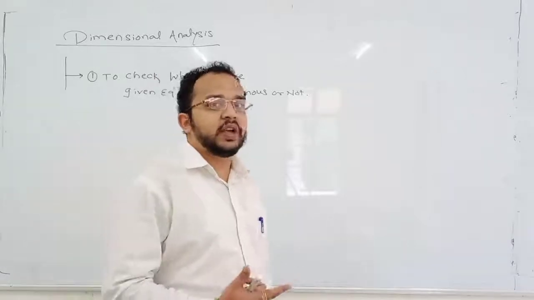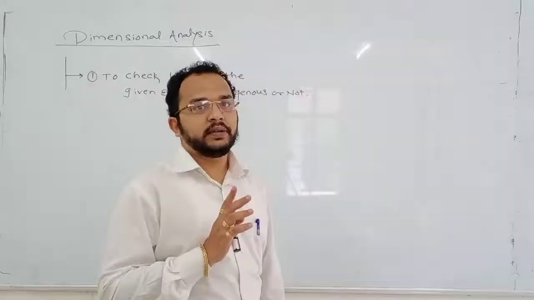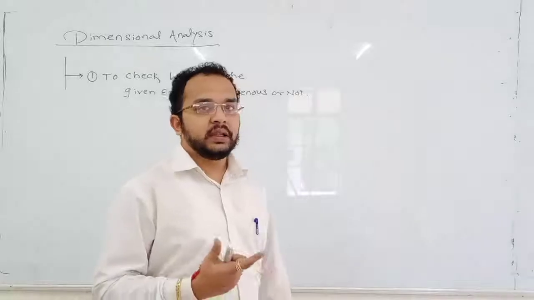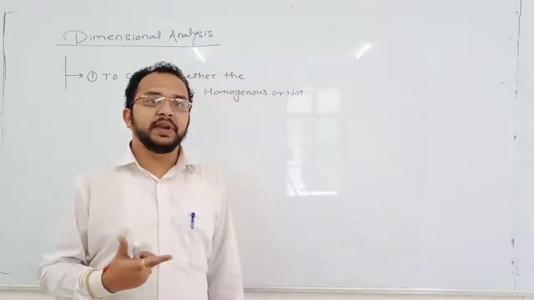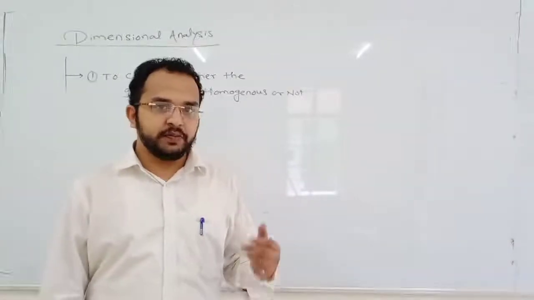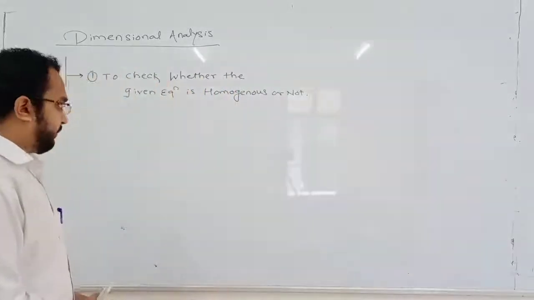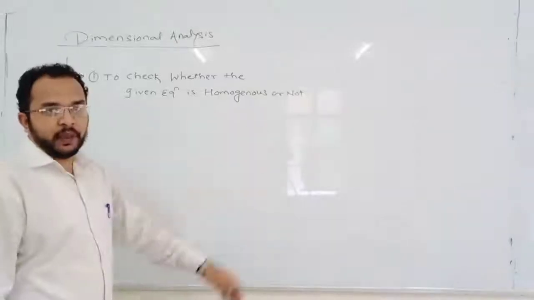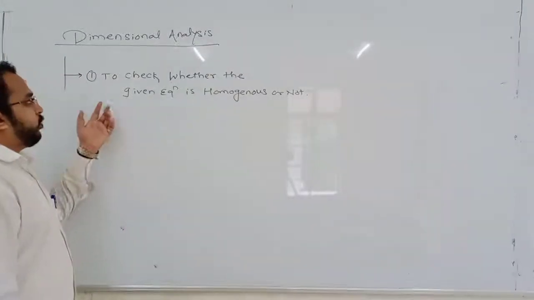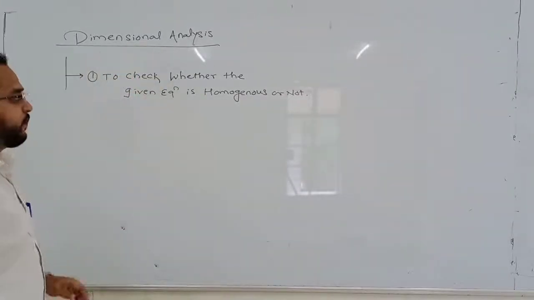And to write any equation, to write any formula, the equation must be homogeneous. Okay. Any formula, any equation we want to write, that must be homogeneous. That means dimensions of each and every term on LHS must be equal to dimensions of each and every term at RHS. And that is called homogeneous equation. So to check whether the given equation is homogeneous or not, we use dimensional analysis.